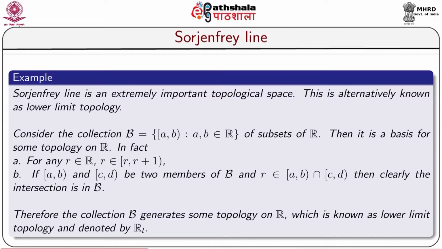Next, we will present a very important example of a topological space called the Sorgenfrey line. It will be determined by its basis. Here, when we mention a semi-open interval, we will consider this as left closed, right open. Now, consider the collection script B of all semi-open intervals of R, that means left closed, right open. Then it can be proved that it is a basis for some topology on R.